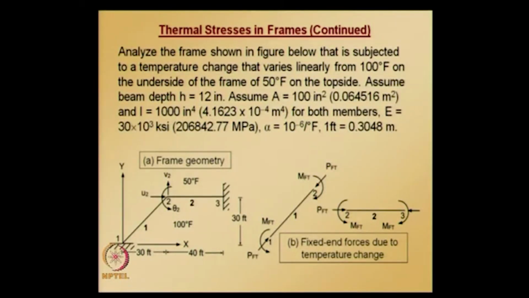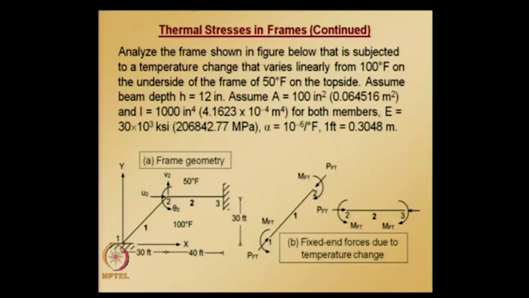Assume a beam depth, and also the cross sectional area, moment of inertia, Young's modulus value, and coefficient of thermal expansion. All these values are given both in FPS units and SI units. As you can see, these values are round numbers in FPS units, whereas in SI units they all have some decimal places. So it is convenient to work in FPS units. So let us work this problem out in FPS units, and the frame is shown in the first figure, with the node numbers and element numbers shown.